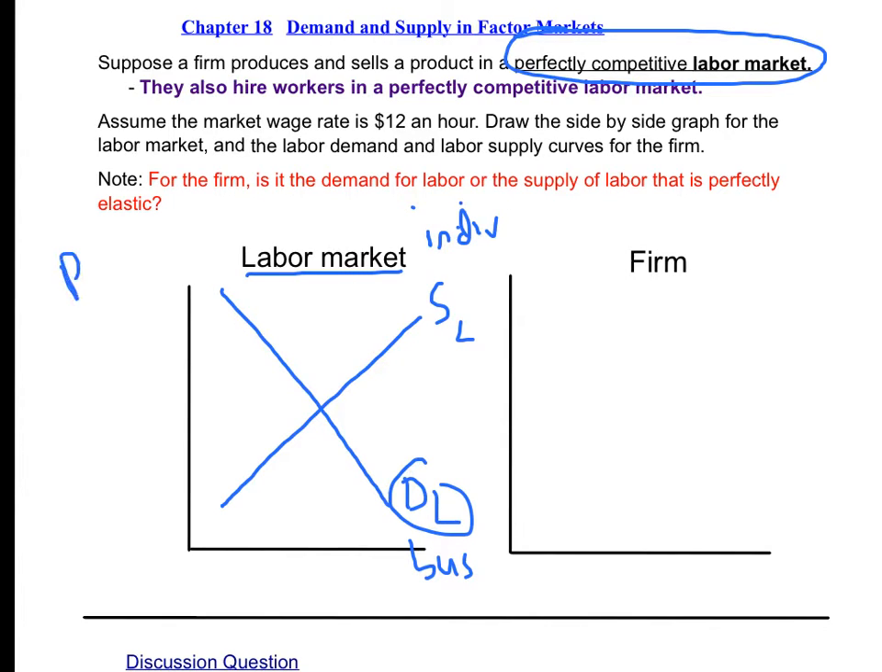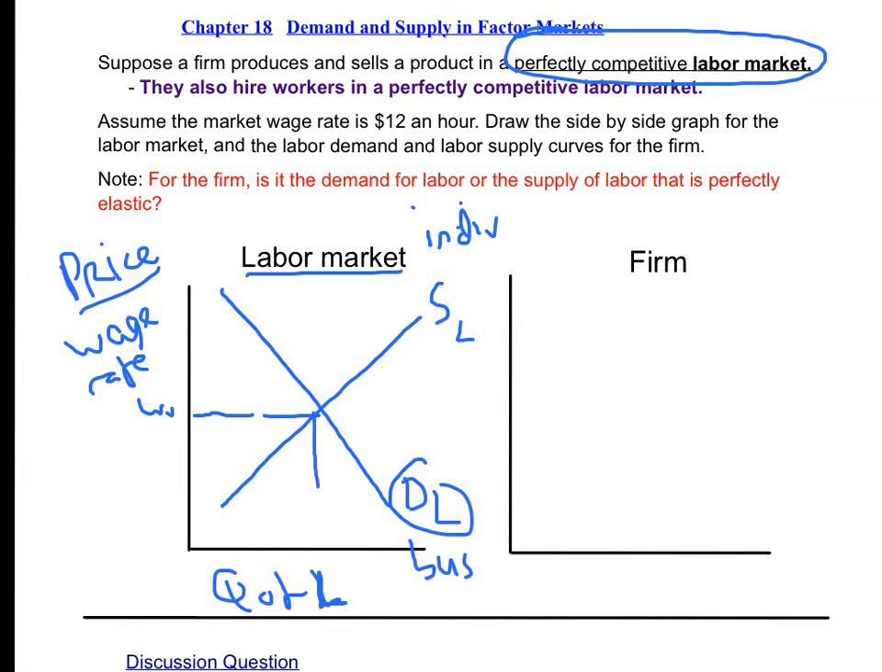The price that's normally on the y-axis is going to be the price of labor, so we're going to call that the wage rate. And the quantity is going to be the quantity of labor or employment. In the product market, we looked at the firm being a price taker. This is going to be different.